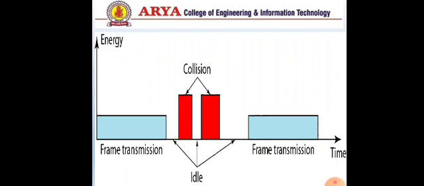See, when a transmission occurs or a frame is transmitted, the energy level is equal to the normal level, and when no frame is transmitted, the energy level is zero, and the energy level is just double, or we can say it's abnormal level, when a collision occurs in the station.